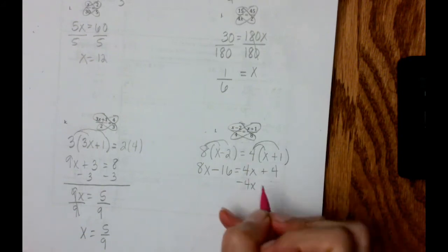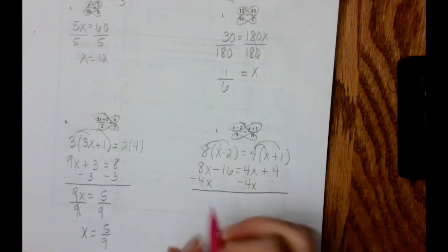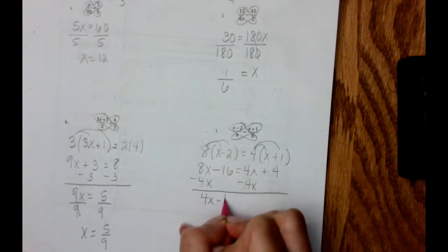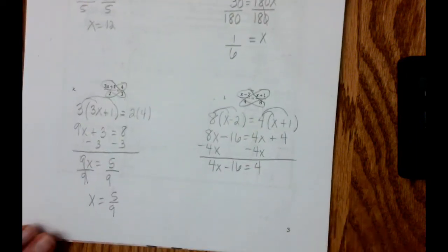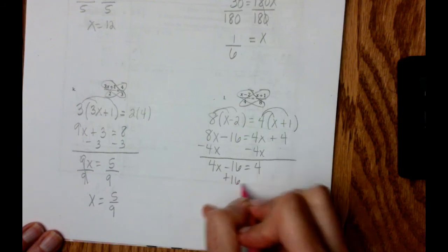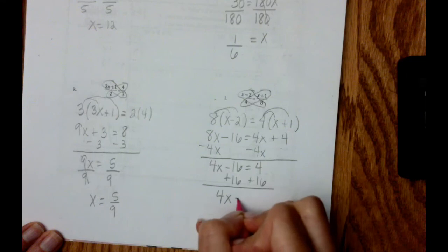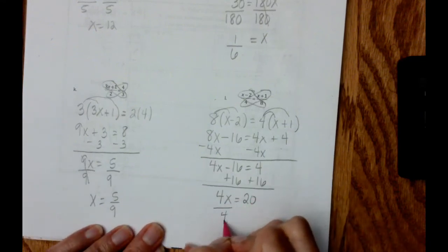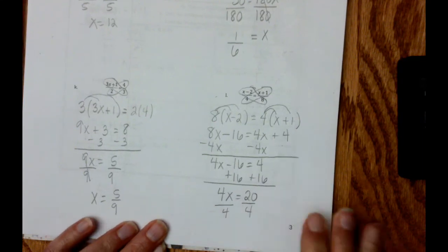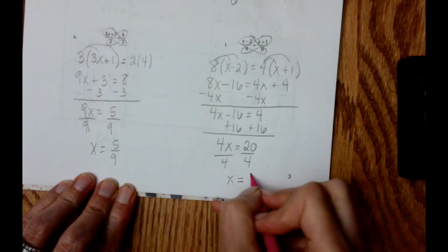And then I'm going to subtract 4x from both sides. And we get 4x minus 16 equals 4. And then we'll add 16 to both sides. So 4x equals 20. And finally, divide both sides by 4 so that x equals 5.